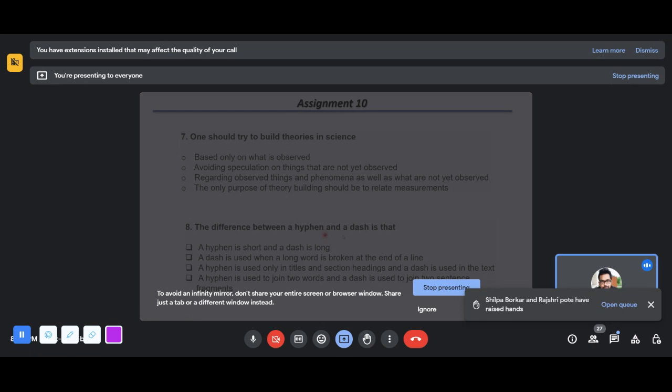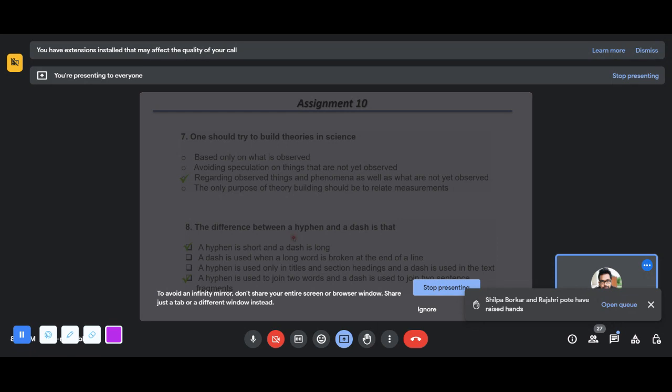So basically, for the difference between hyphen and dash, hyphen is short and dash is long, right? This first one is correct. The second one says a dash is used when a long word is broken at the end of the line. Is it correct? I guess not. Next, a hyphen is used only in titles and section headings. That is also not correct. A hyphen is used to join two words, and a dash is used to join two sentence fragments.